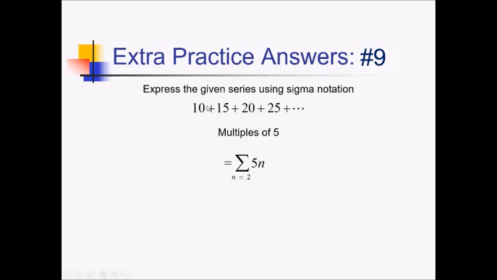And then 5 times 3 would give me 15. 5 times 4 gives me 20. My last term, well, this dot, dot, dot means this is going to infinity. So I'm just going to write infinity as my upper limit of summation.